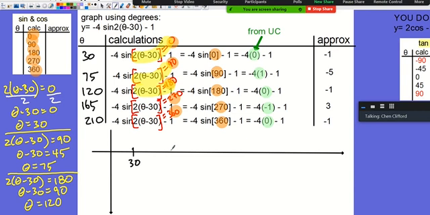75, 120, 165, and 210. And I got these numbers, as you probably already know, from there. That's where I got those numbers.